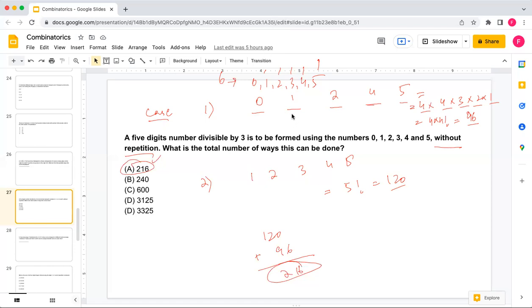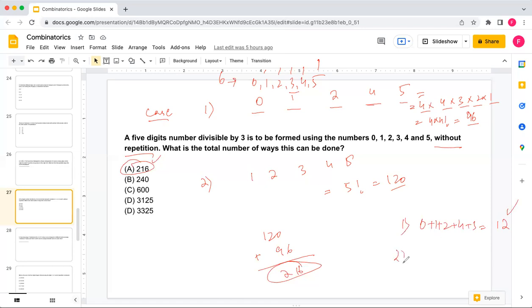Anyone got this? Just form 2 cases. One case is when you are including 0, you need to remove 3, because then the sum of the others is divisible by 3. 0 plus 1 plus 2 plus 4 plus 5 is 12, and 12 is divisible by 3, so it is divisible by 3.